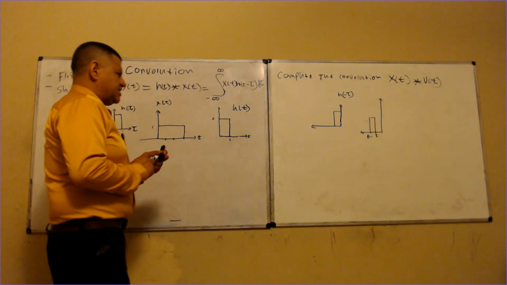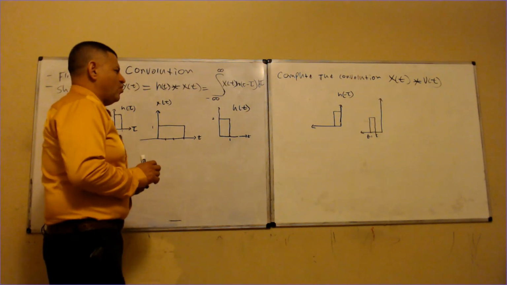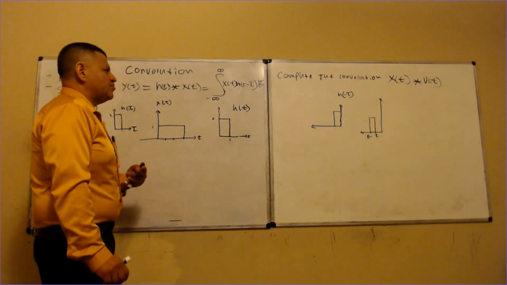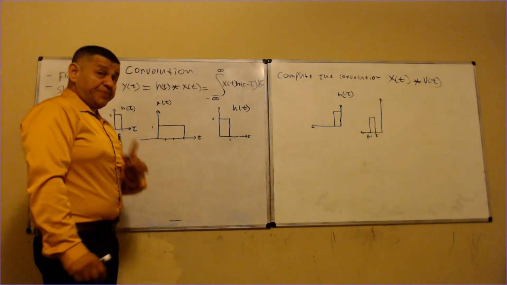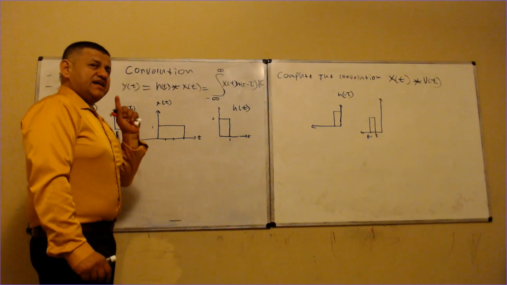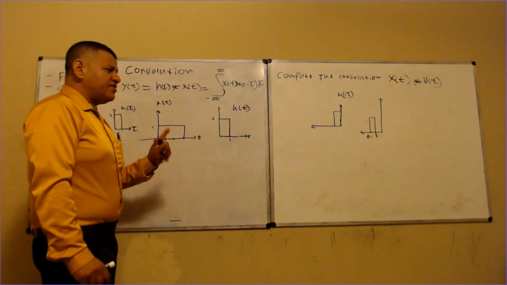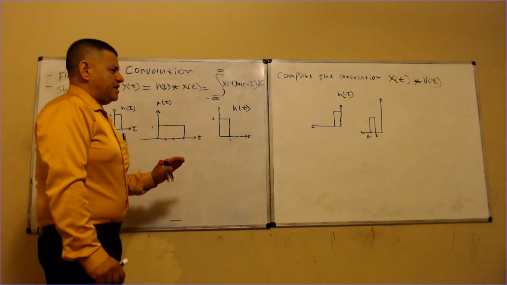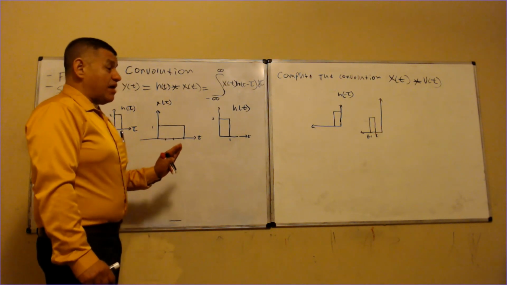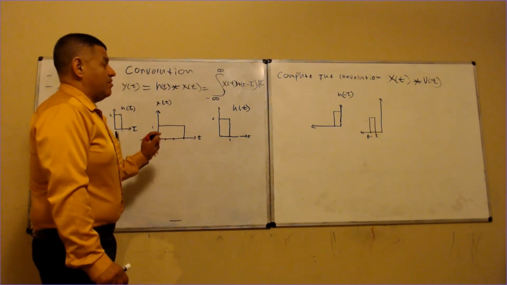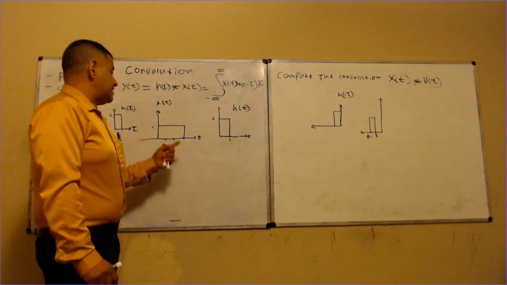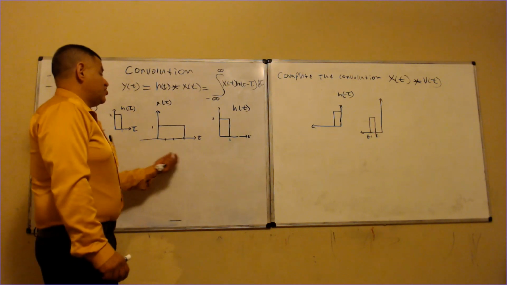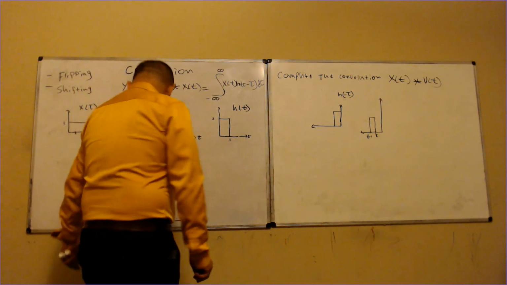Now you will say, okay, which signal do I flip and which one do I shift? Well, whatever you pick, you cannot flip one and shift the other. Whatever you pick to flip, that's the same one that you will shift. It doesn't matter, you can pick this one or this one. Sometimes signals are more complicated, so usually we pick the small one.